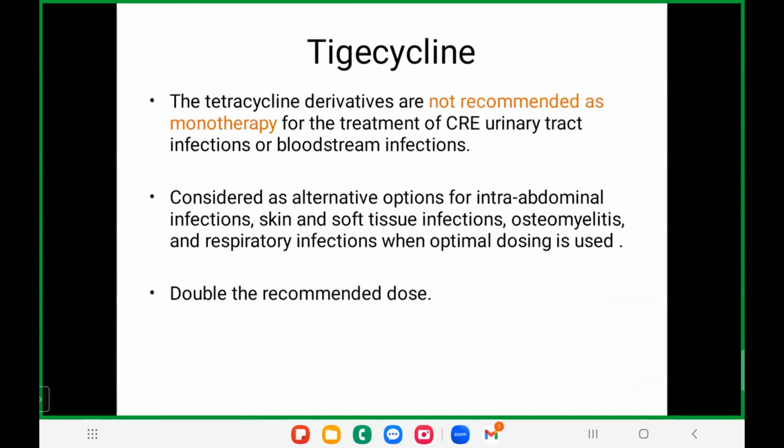Tetracycline, you cannot give as monotherapy. You should avoid tetracycline monotherapy for any bugs, any site of infection. The commonest sites where you are going to prescribe tetracycline are intra-abdominal infections, skin and soft tissue infections, bone infections, and respiratory infections. It is not advisable for bloodstream infections and in a sick child because it is a bacteriostatic drug, and the tissue penetrability is very high, so it will not stay much in the bloodstream. And if you encounter resistant bugs, you need to double the dose. You cannot do the standard dose.